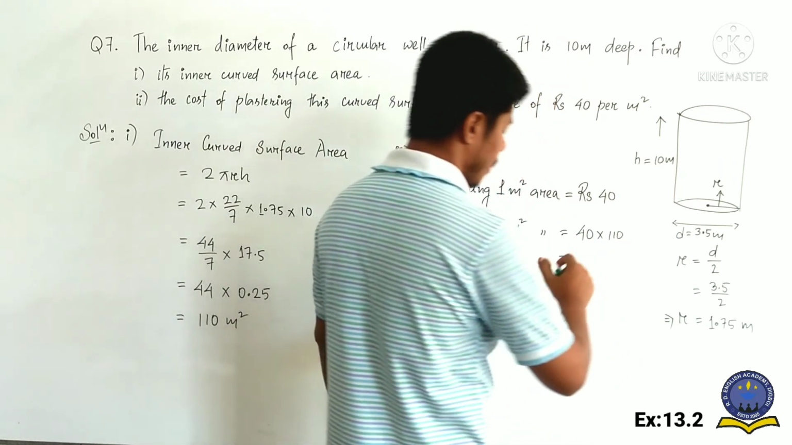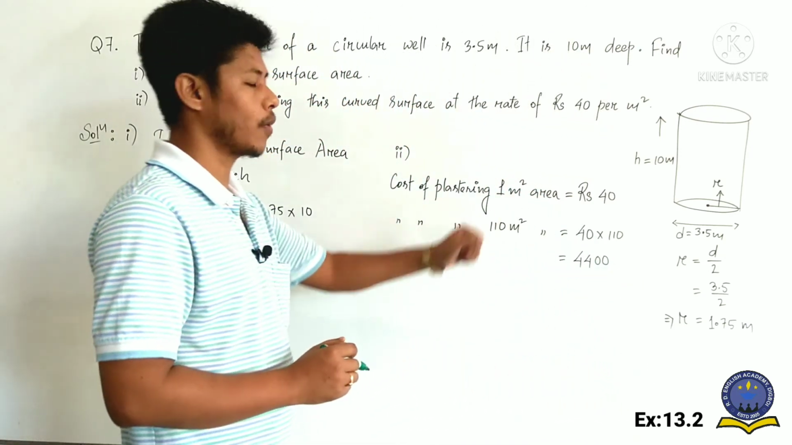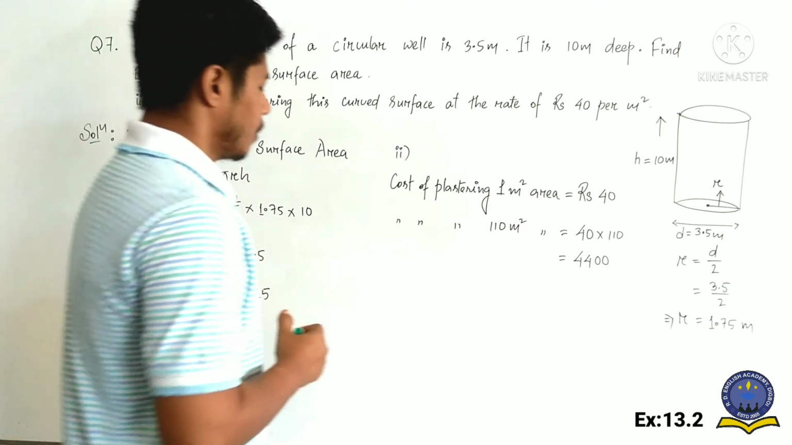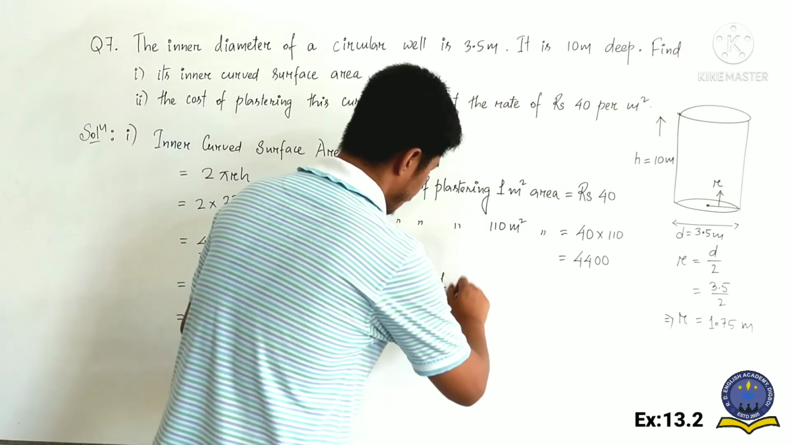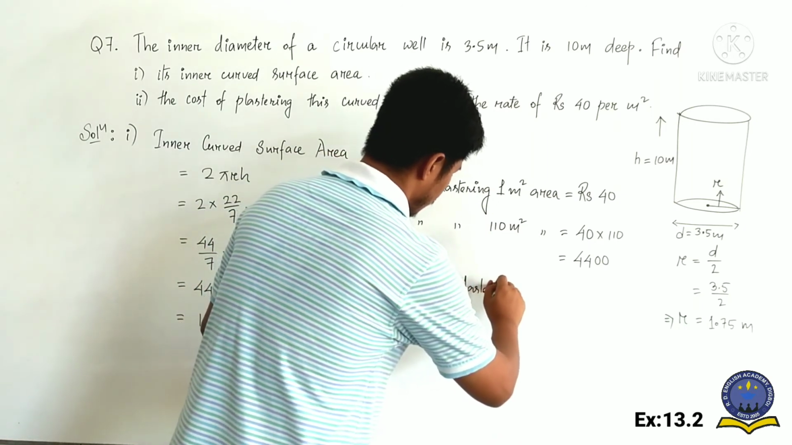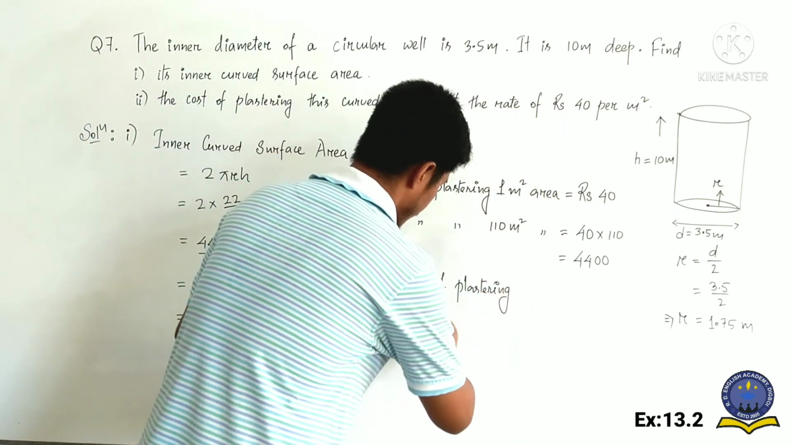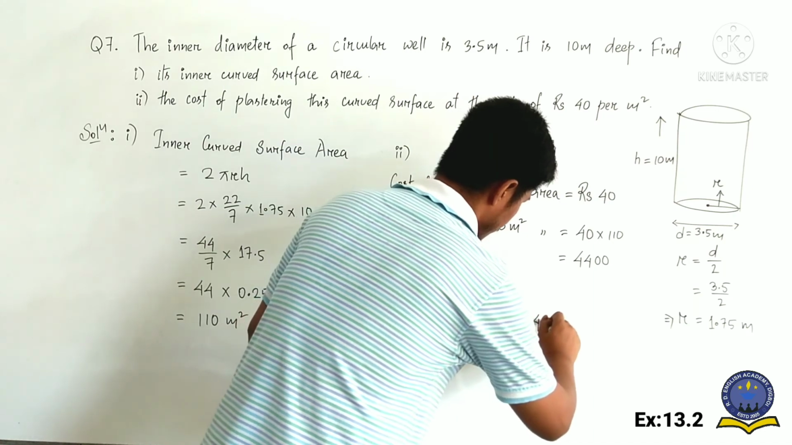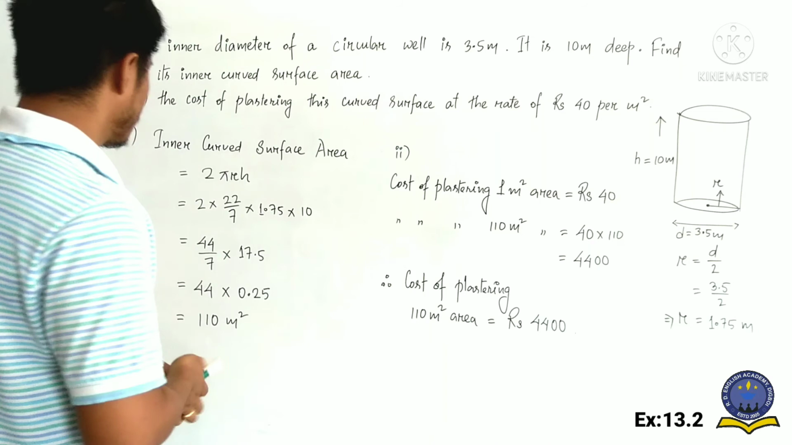Ultimately how much do we get here? 4400. So the amount is 4,400 rupees. The cost of plastering this curved surface area is 4,400. So finally you have to write, therefore, the cost of plastering 110 meter square area equals rupees 4,400. This is our answer. Cost of plastering 110 meter square area equals how much? Rupees 4,400.